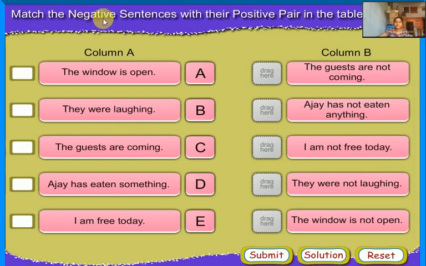Match the negative sentence with their positive pair in the table. The window is open. The window is not open. They were laughing. They were not laughing. The guests are coming. The guests are not coming. Ajay has eaten something. Ajay has not eaten anything. I am free today. I am not free today.